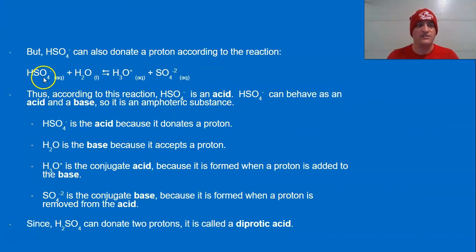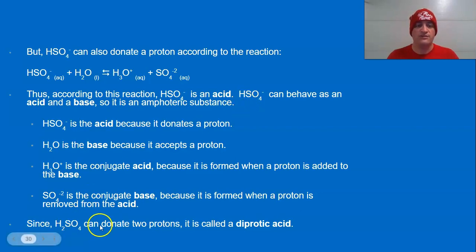However, this HSO4- could also become SO4 2-. So in this case, it's an acid because it donates a proton, and this is now a base because it accepts it. Again, you get these acid-base pairs, and H2SO4 could be going the other way and now become a base itself. Generally, think of it as having more than one hydrogen available.